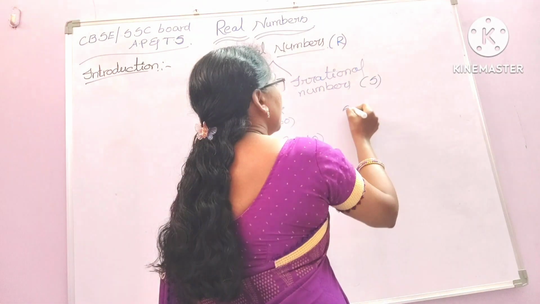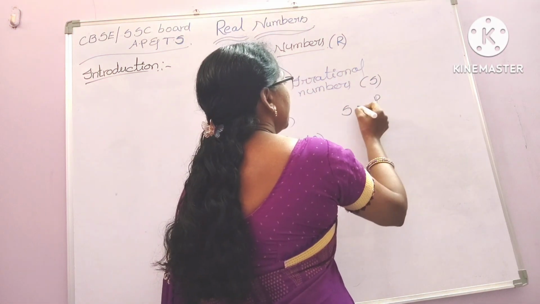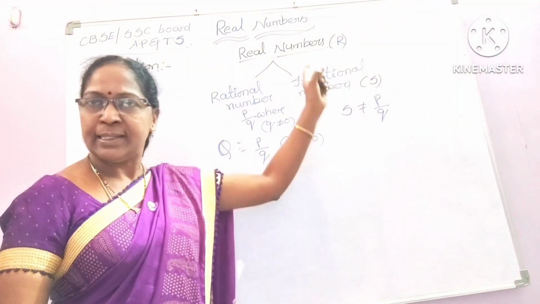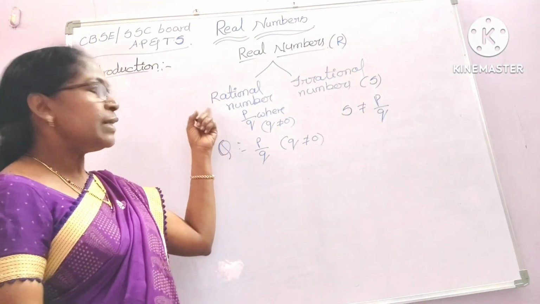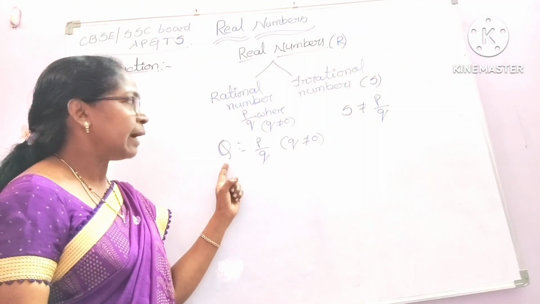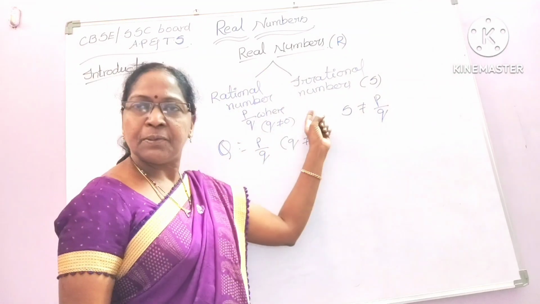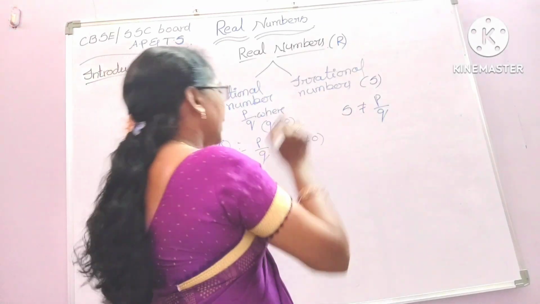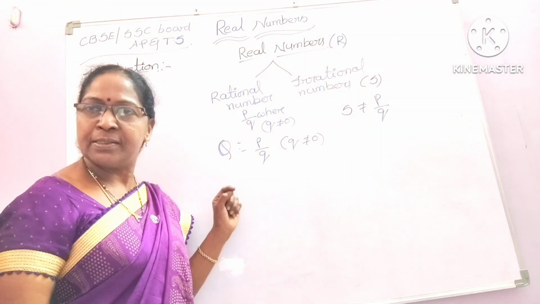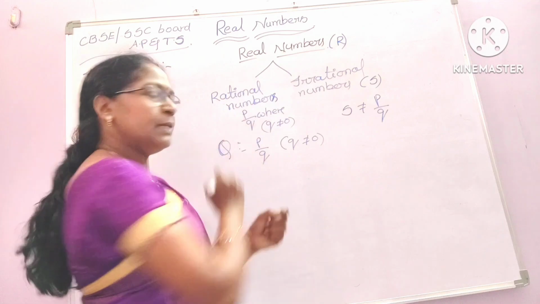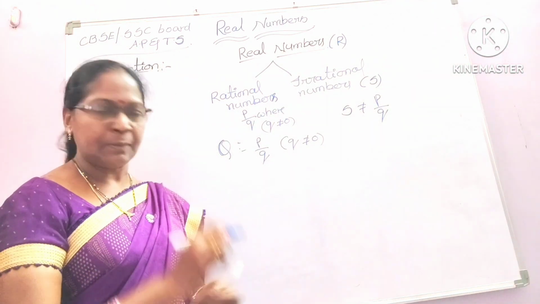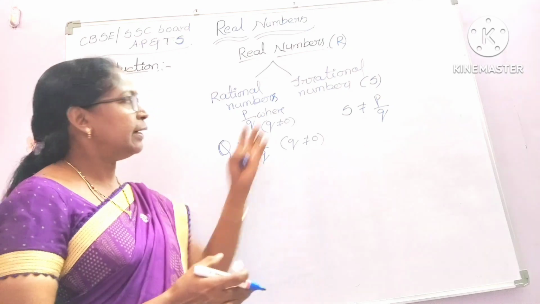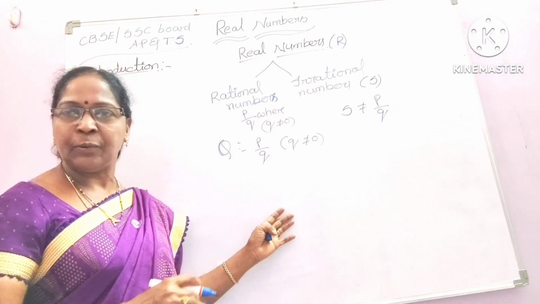Here the numbers which cannot be in the form of p by q, those numbers we call irrational numbers. So rational numbers are represented by the letter capital Q and irrational numbers are represented by the letter capital S. Here the examples of rational numbers. So rational numbers means all numbers: natural numbers, whole numbers, integers. Already we learned these in the previous classes, we know that.